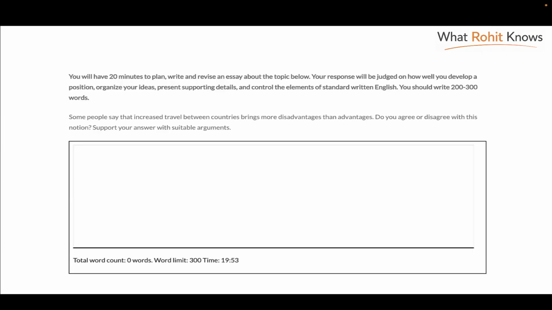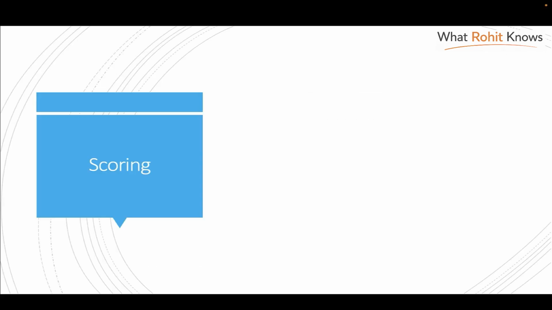This is what the screen is. At the top, you have your standard instructions. Those you can ignore because you already know what's expected. Below that, where it's written, some people say that increased travel between countries brings more disadvantages than advantages. So that's your prompt. Read it, make sure that you understand it. And below that is the text area where you will be writing your essay response. You will have 20 minutes and you must write between 200 and 300 words. If you write much lesser than 200 words or much more than 300 words, then you stand to lose points. And we'll see that when we look at the scoring now.